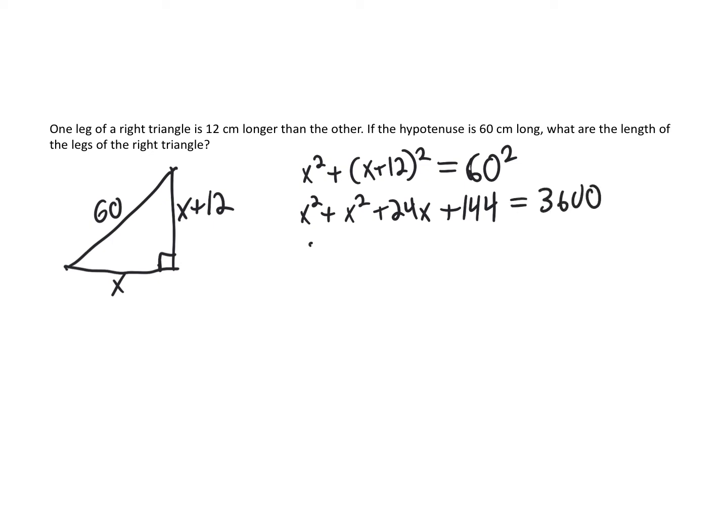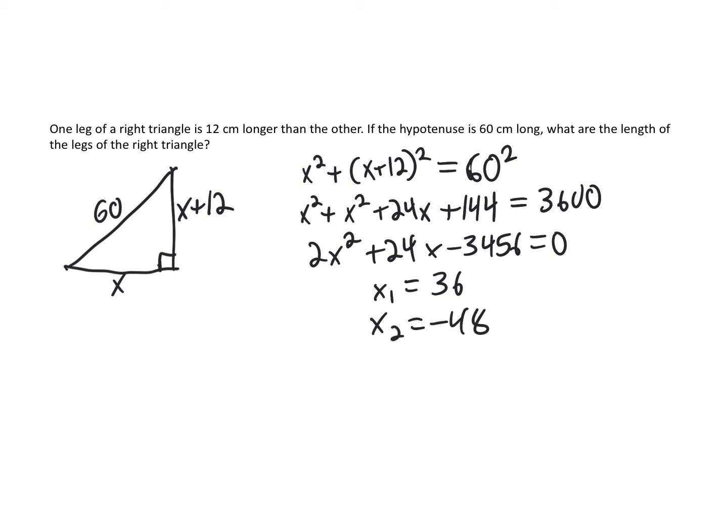Rearrange it to quadratic form, so 2x squared plus 24x minus 3456 equals 0. And let's just use our calculator to solve this. We'll get x1 equals 36, x2 equals negative 48. So the answer for the x is 36. We ignore the 48 because it's negative.